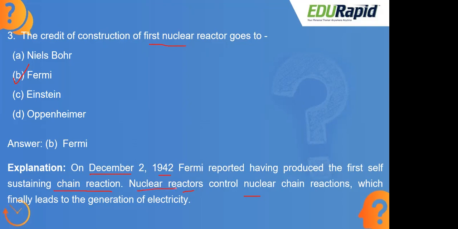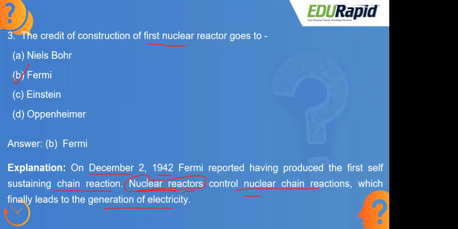The nuclear reactor that he had designed, where the nuclear reaction was taking place, has the capacity of controlling this complete reaction. It has to be in control. Basically, in nuclear reactors, the nuclear chain reaction has to be in control, which finally led to the generation of electricity. Got it?